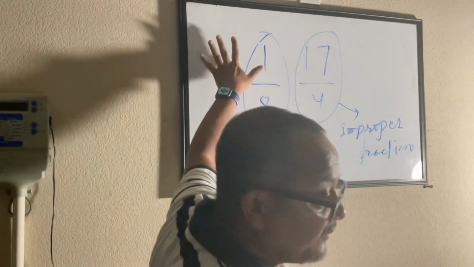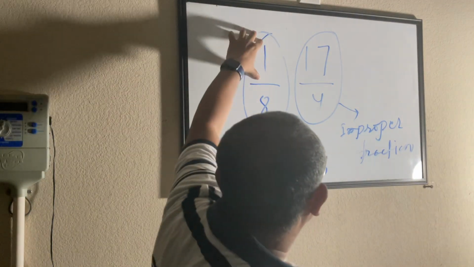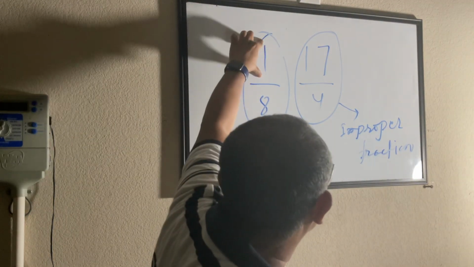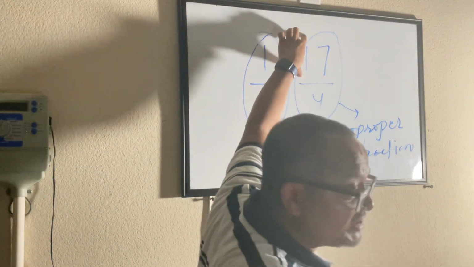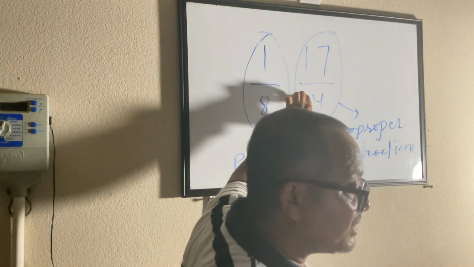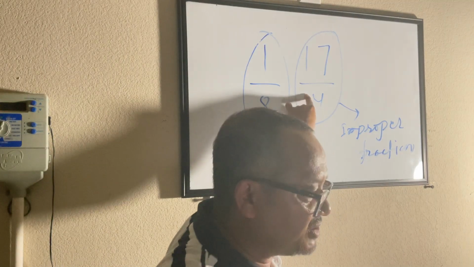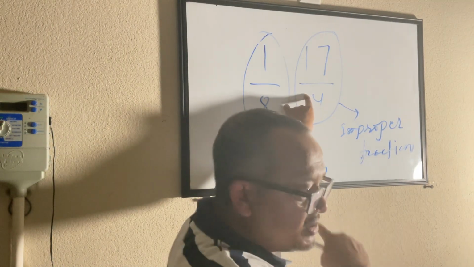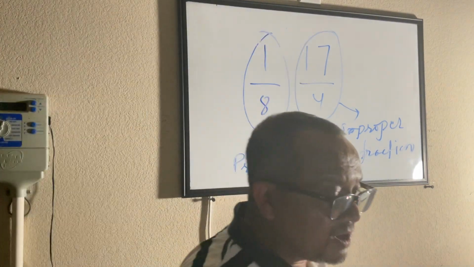So, first thing is, what is a proper fraction? When your numerator is smaller than your denominator. See here, 1 is smaller than 8. Proper fraction. Your numerator is 17. Denominator is 4. Yug, who is the superstar right now? Look at me or the board, okay? When the numerator is bigger than the denominator, that is an improper fraction.